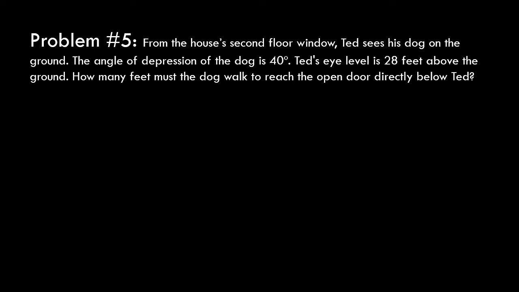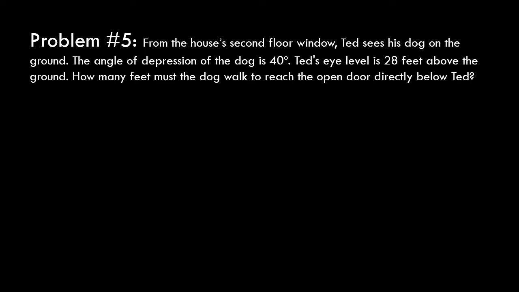From the house's second floor window, Ted sees his dog on the ground. The angle of depression of the dog is 40 degrees. Ted's eye level is 28 feet above the ground. How many feet must the dog walk to reach the open door directly below Ted?